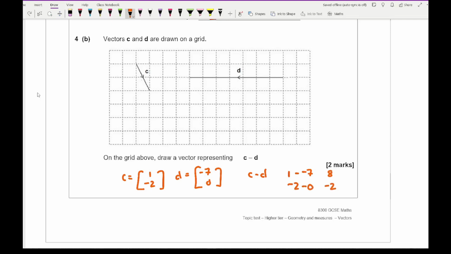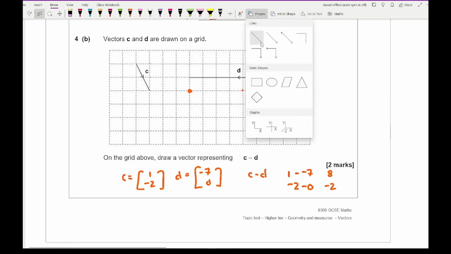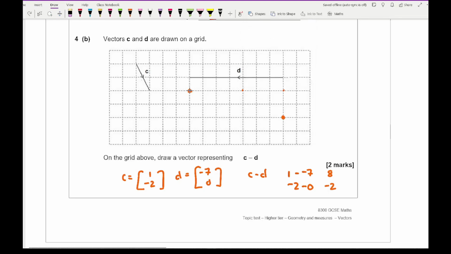So then on the grid, if I have a starting point, it's going to be 8 to the right and then 2 down. So drawing a straight line from one to the other, like so, I get my answer. So that there represents C minus D.